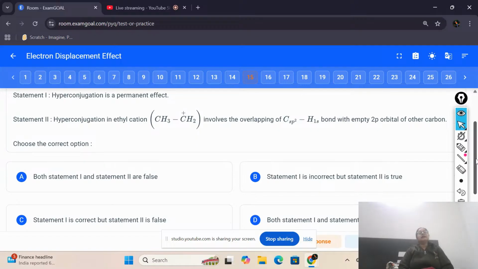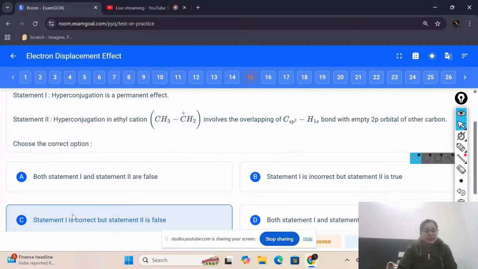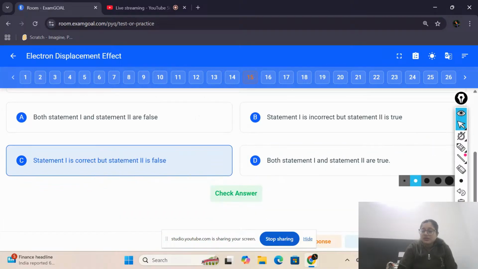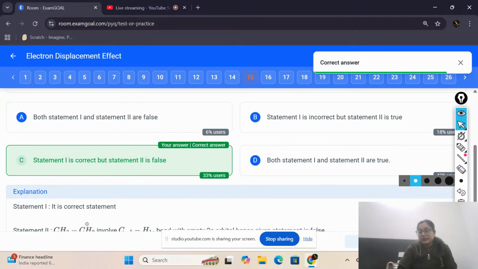Yes, it is correct. Statement 2: hyperconjugation in ethyl cation involves overlapping of carbon with sp2 hybridized and the hydrogen 1s bond with the empty 2p orbital of the other carbon. This is not correct because the carbon where the overlapping of the CH bond occurs is sp3 hybridized, not sp2. So statement 2 is wrong. Only the first statement, hyperconjugation is a permanent effect, is a correct statement. So the first is correct, but the second statement is false. So option C will be the correct answer.